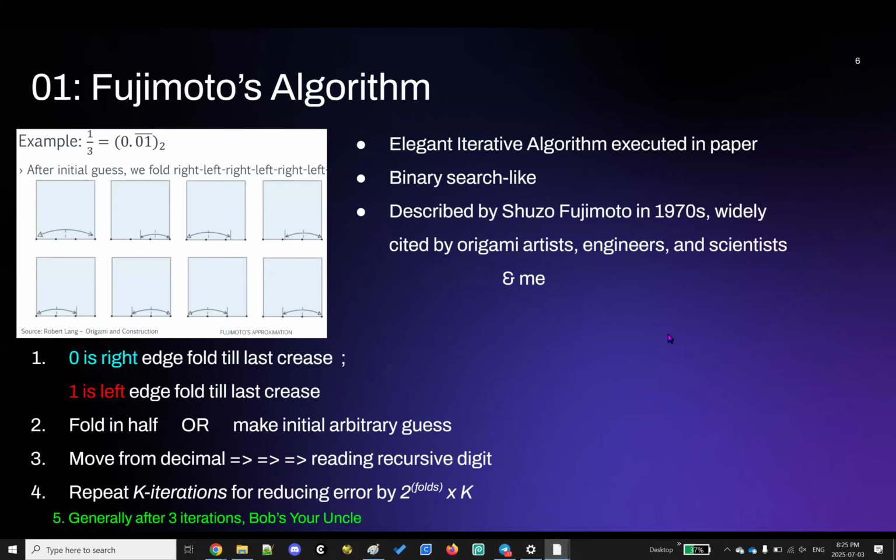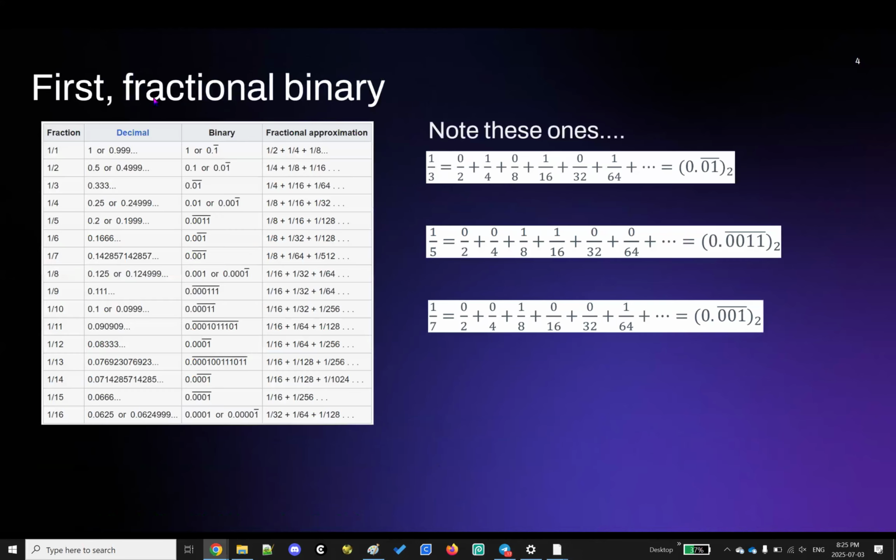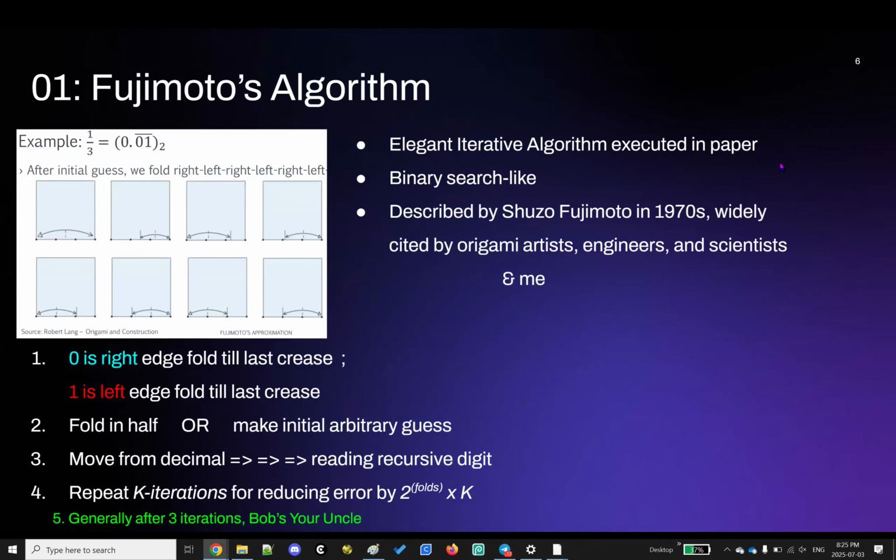So first off, if you go back to these, wait, how do I? Yeah, there we go. So first off, let's say if we want to fold something into perfect thirds, it will be like 0, 1, 0, 1, 0, 1, etc., ad infinitum. So here's how we do it. Remember the 0, 1 sequence. Simply get a piece of paper, and then start by folding it in half.